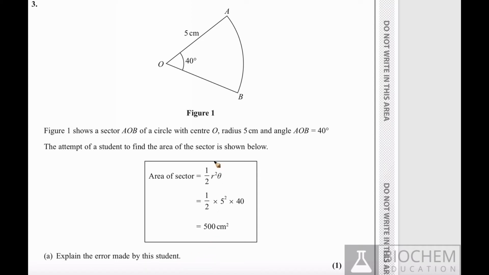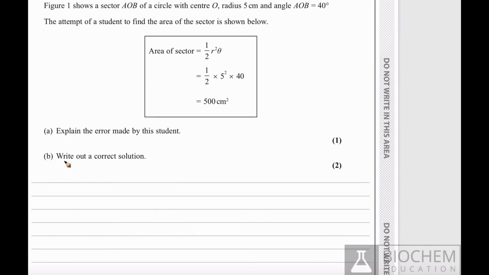It's very obvious that in this formula, the theta has to be in radians. You cannot use theta in degrees. Hence, the answer should be that the value of theta has to be in radians. Part B. Write out a correct solution. The correct solution of area of a sector.